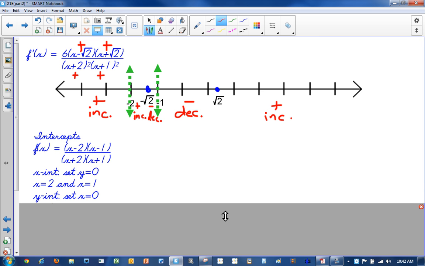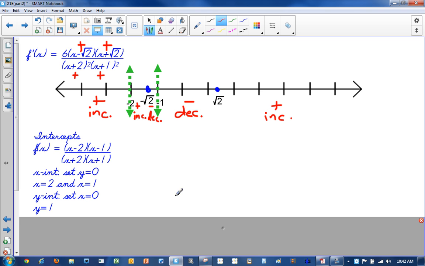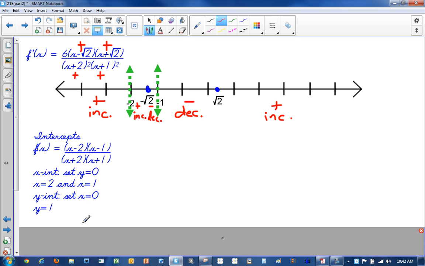To find the y-intercept, I'm going to set x equal to 0, so that's going to be negative 2 times negative 1 over positive 2 times positive 1, and that's going to be 1. So I have a y-intercept of 1.